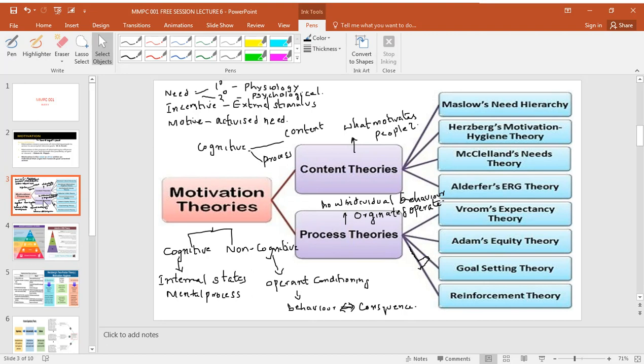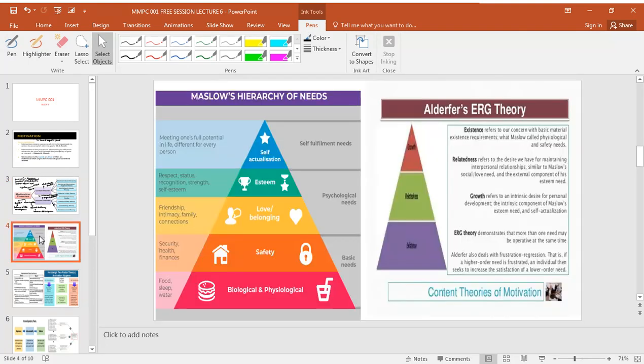Under process theory, we have Vroom's expectancy theory, Adams' equity theory, goal setting theory, and reinforcement theory. In your syllabus, Vroom's and Porter's are the important theories you have to study. Content theories include Maslow's, Herzberg's, McClelland's, and others. We are going into these theories in a detailed manner in the next slide. So let's look into Maslow's hierarchy of needs.